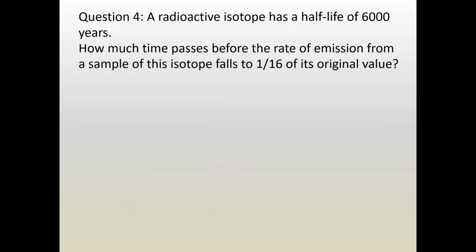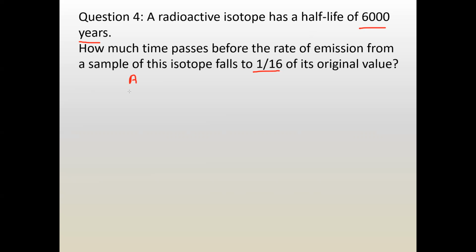Another question related to the half-life. A radioactive sample has a half-life of 6,000 years. So after every 6,000 years, it will become half of its original value. How much time passes before the rate of emission of a sample decreases to 1 by 16 of the original value? For example, first we have A, because they did not mention the starting radiation, so we assume it is A.